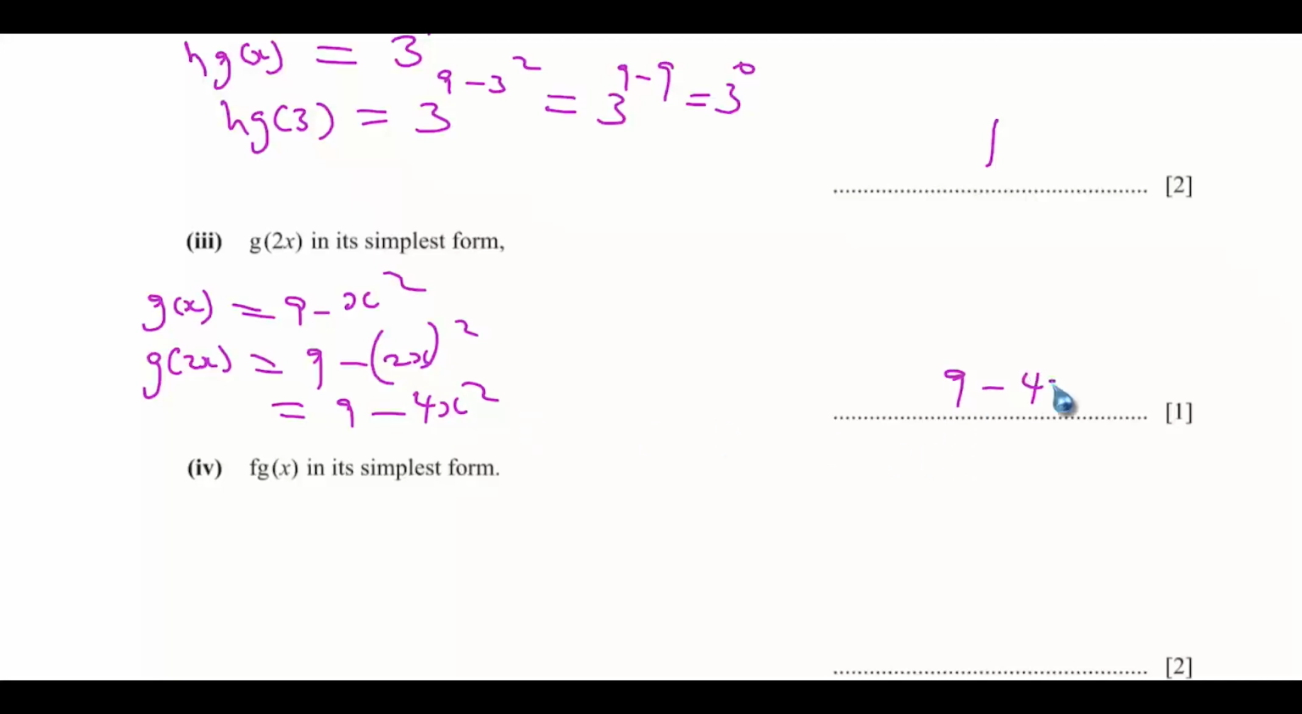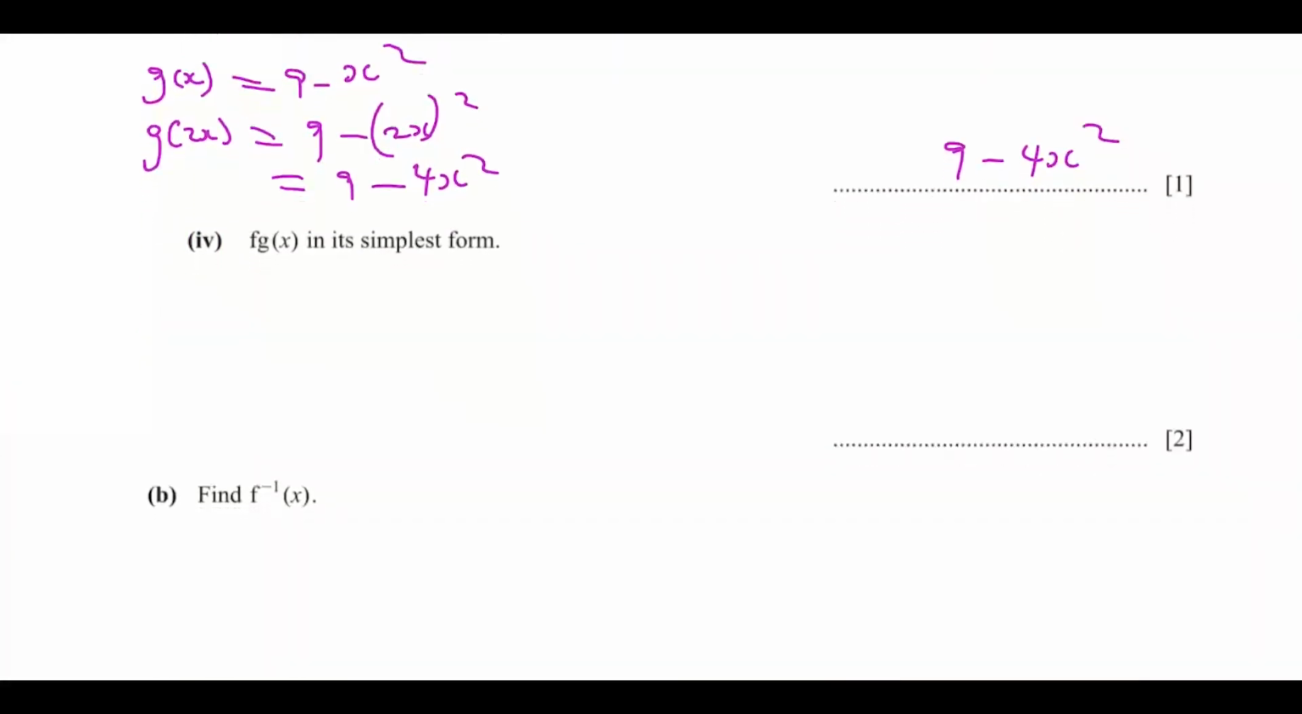9 minus 4x squared. Okay, remember fg of x in its simplest form. We need to pass g of x as x into f of x. So we know that f of x is given as 2x minus 3, and g of x is given as 9 minus x squared.